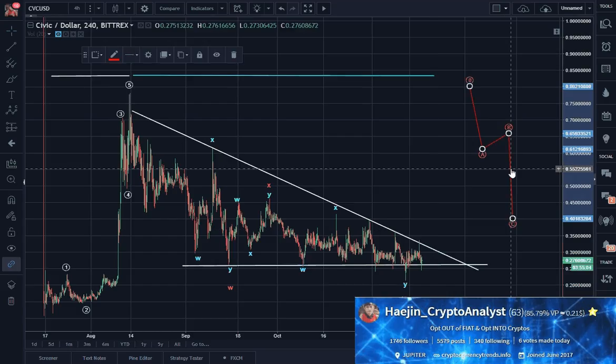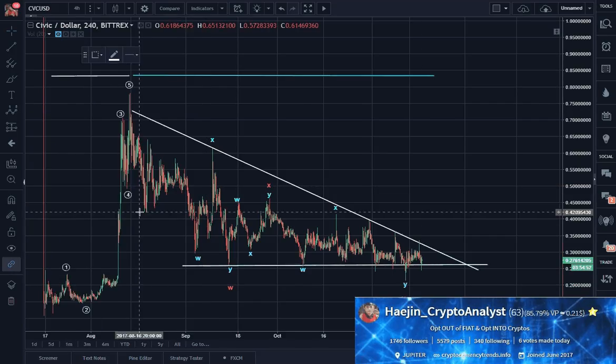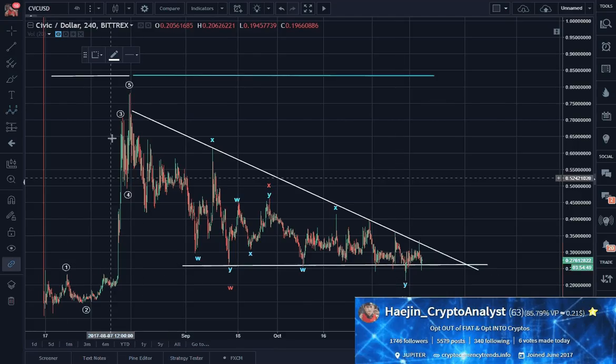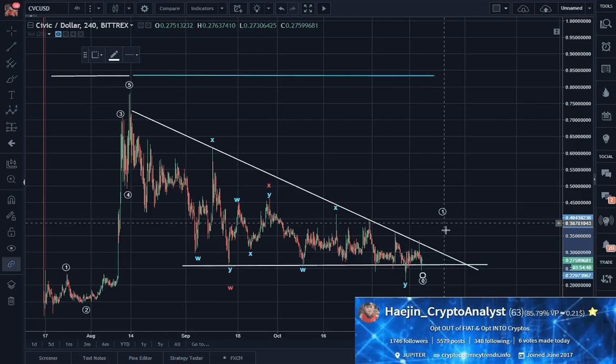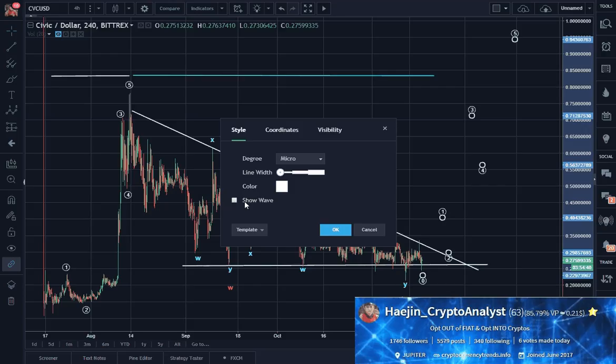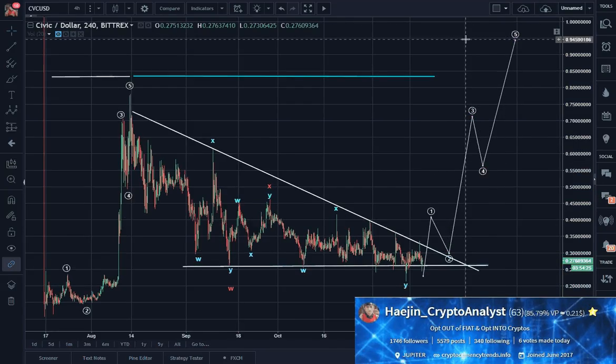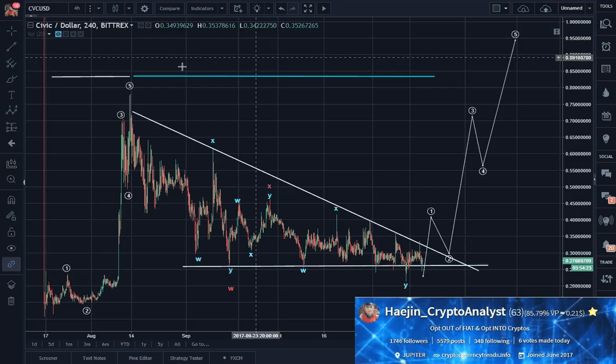Why? Because we are at the terminal end of a very complex WXY correction. And if this correction is done, what's going to happen? After correction finishes, you get a trend reversal, or the resumption of the original trend, in this case up. So we can see a potential for a new, excluding this, all-time highs, excluding this pump and dump episode. I'm not going to count that. $9,459 will be the target.